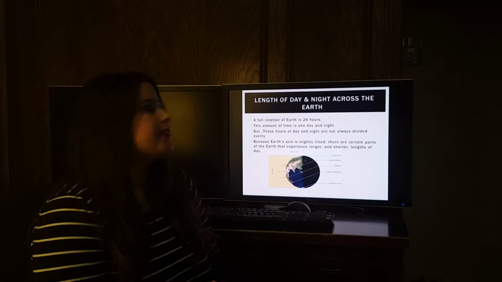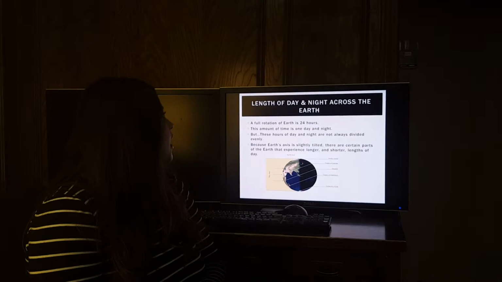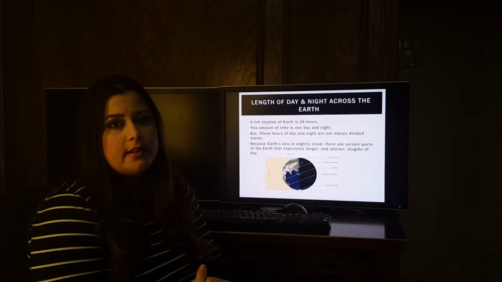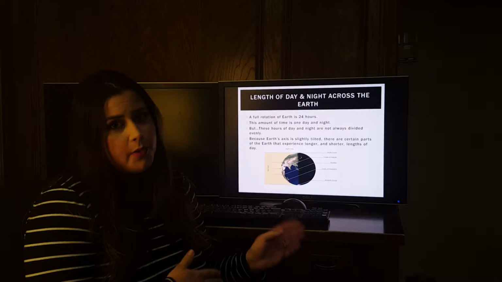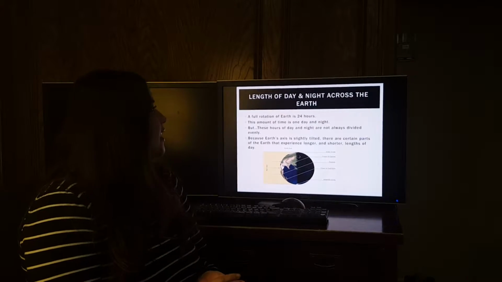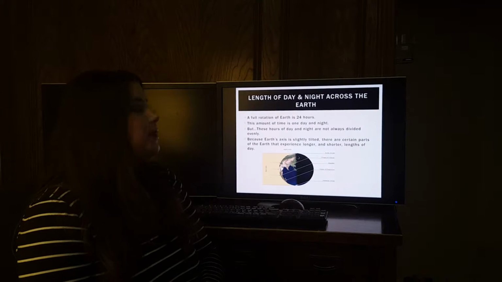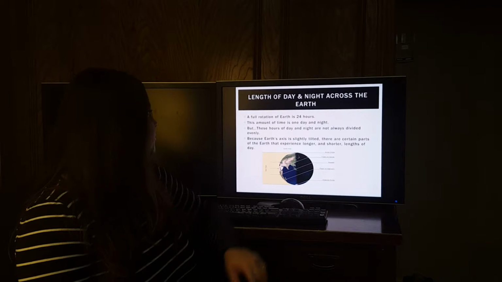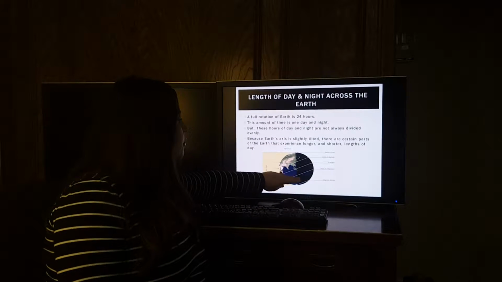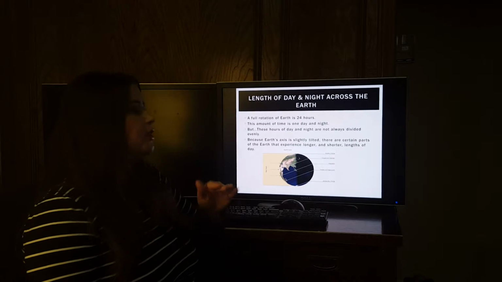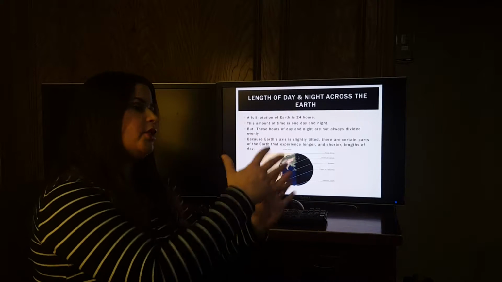Length of day and night across the Earth. So a full rotation of the Earth is 24 hours. This amount of time is one day and night. However, this time is not divided evenly between day and night. Because Earth's axis is slightly tilted, as you can see here, there are certain parts of the Earth that experience longer and shorter lengths of day. So as I said, here's an example of the Earth tilted on its axis, just going through the north and south poles still. It just slightly turned.